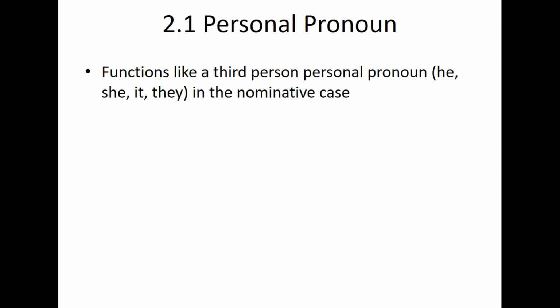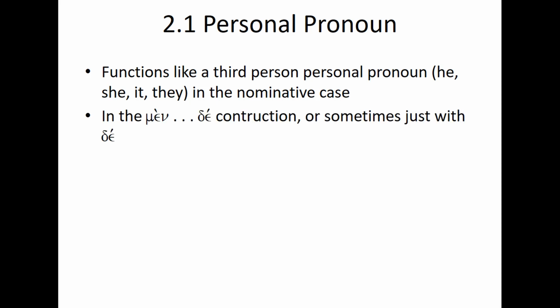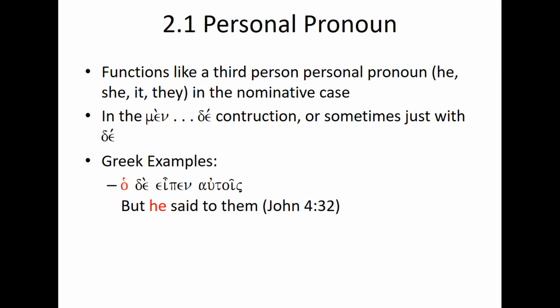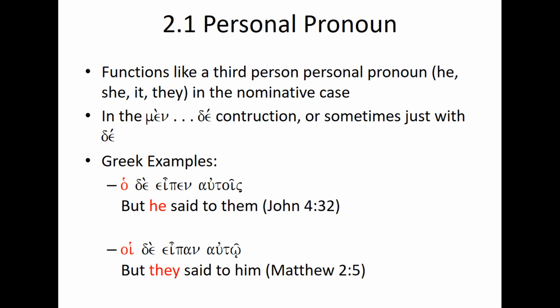The article can function like a personal pronoun in the nominative case. In particular, we're talking about third-person personal pronouns: he, she, it, or they. You will see this often in the men, de construction, or sometimes you'll see it simply with de. In the Gospels, you see this sort of thing all the time. Ho de eipen autois, but he said to them. So the article ho acts like the pronoun he. This phrase occurs, I believe, 55 times in the Gospels. Here's a plural example. Hoi de eipon autō, but they said to him.